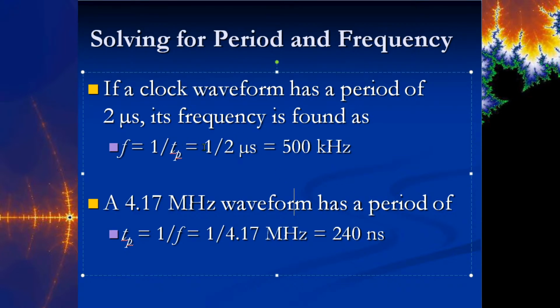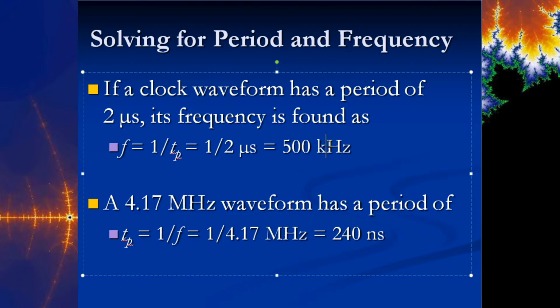Let's go the other way. We have a 4.17 megahertz. Mega is million, 10 to the 6th. So that's 4.17 million hertz, and it has a period of, take the inverse of it, 1 over 4.17 megahertz, and you get brought back into seconds. That converts to 240 nanoseconds. Nano is -9, so this is 240 times 10 to the -9 seconds. That's what this prefix is.